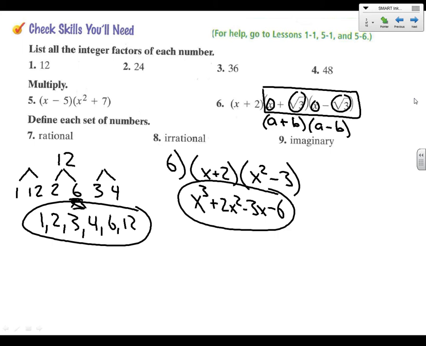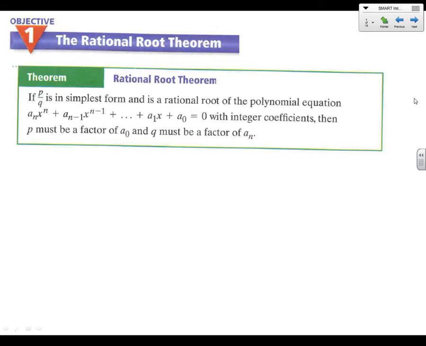All right, and for 7, 8, and 9, I'd like you to look back in 5.6, I believe, and figure out what the definitions of rational, irrational, and imaginary are. So go ahead and pause the video, finish those up, and when you're ready, we'll keep moving with 6.5 here.